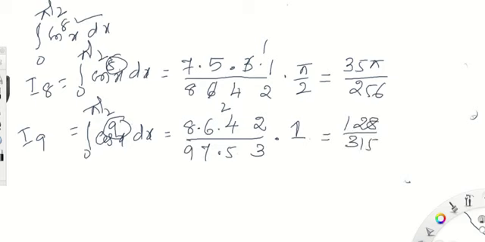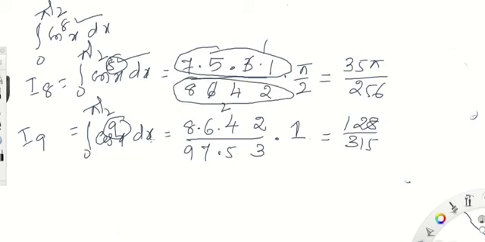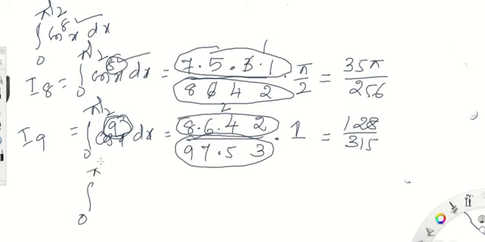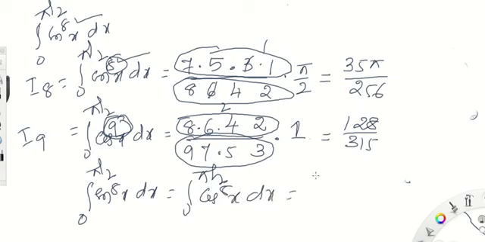A very interesting factor you can observe here: for sin to the power of 8, if n is even, all the numerators are odd numbers, and the denominators are even numbers. If n is an odd number, the interesting factor is that the numerator is always even, and the denominators are all odd. You can also see one clarification here: the integral from 0 to pi by 2 of sin to the power of 8 x dx is equal to the integral from 0 to pi by 2 of cos to the power of 8 x dx. Exactly, we get the same solution.